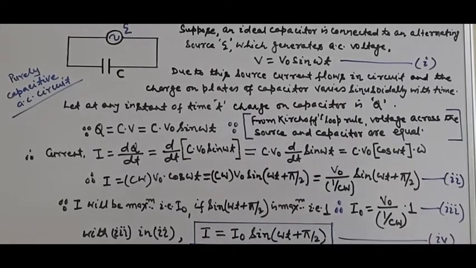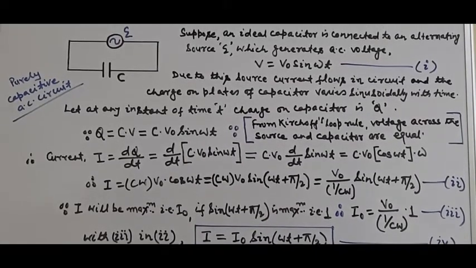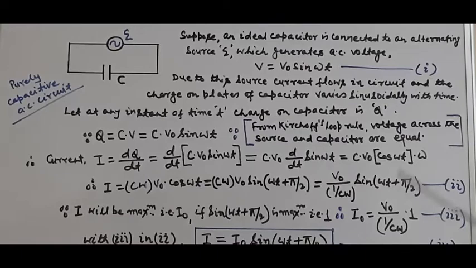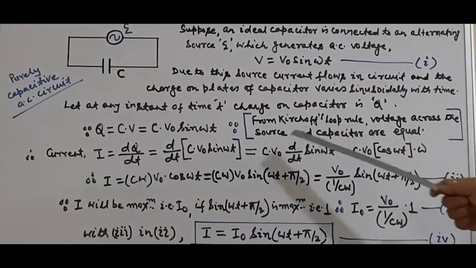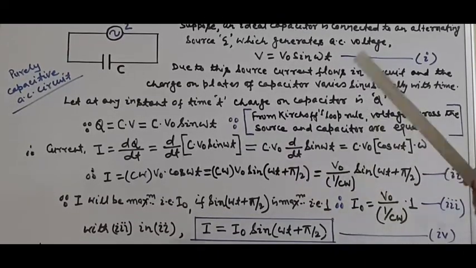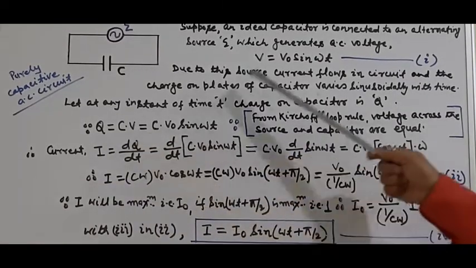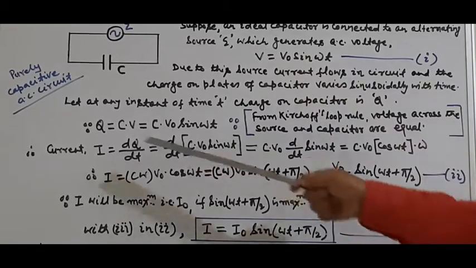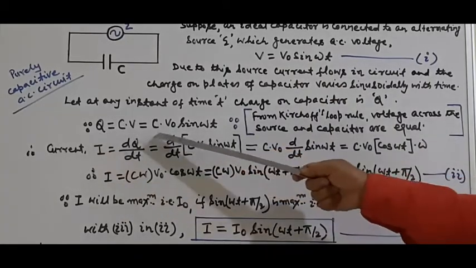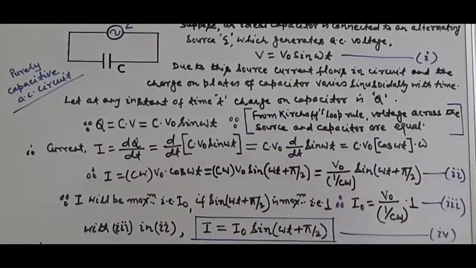Why have I written V naught sine omega t in place of V? Because from Kirchhoff's second rule we know that the voltage across the source and the capacitor are equal. So in place of V, the voltage across the capacitor must be equal to the voltage across the source. So the equation becomes Q is equal to C V naught sine omega t.